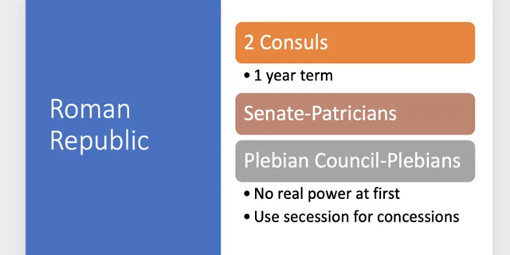So, for example, in 494, they do this where they secede from public life, and eventually you see that the Senate gives in and allows the plebeians to elect their own tribunes, basically more localized leaders as opposed to like the Senate or the consuls. They also are going to push for the 12 tables, which is their law code, we'll get to that in just 1 second, to be public.